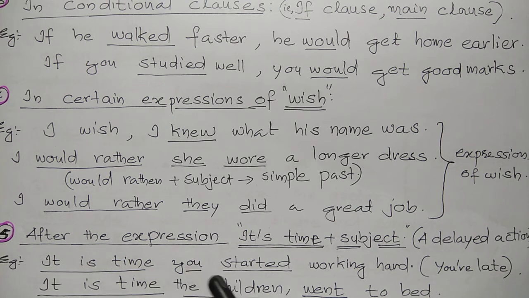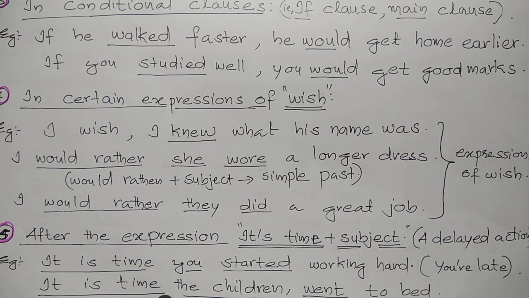It is time plus subject you. It's followed by simple past. V2 form of start, started. It is time you started working hard. You are late. It is time the children went to bed. They are late. They must have gone a little earlier. It is time the children went to bed. So it is time plus the subject, the children, followed by simple past.